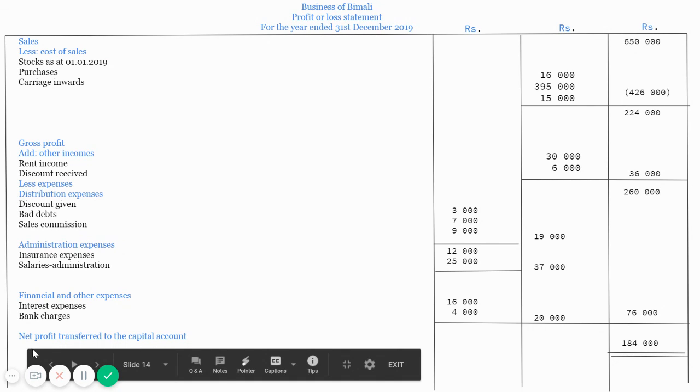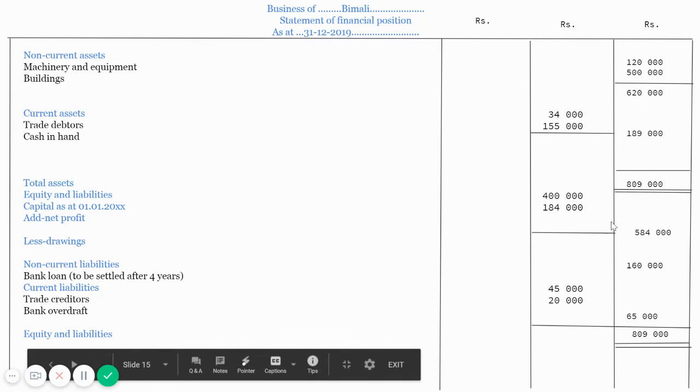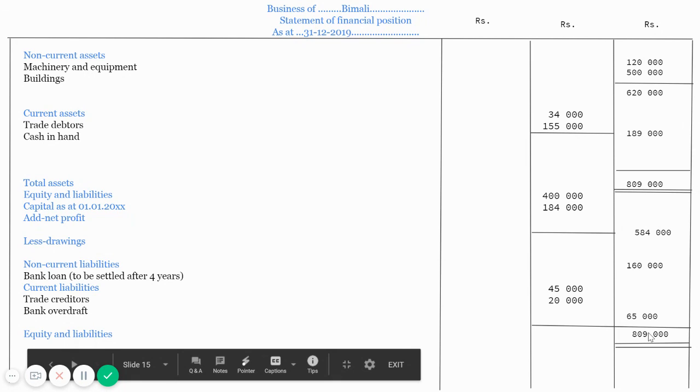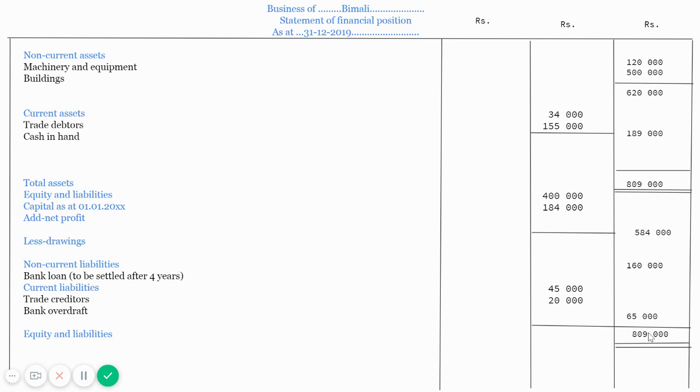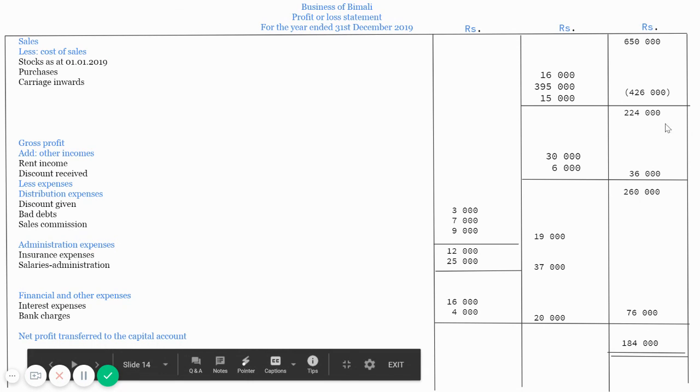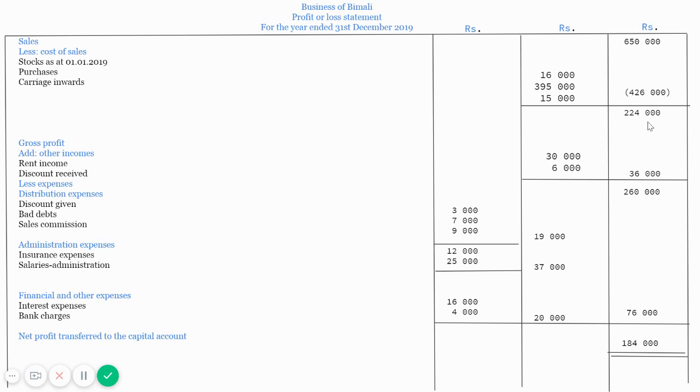And the other point that I have to highlight to you is this: net profit transfer to the capital. Whatever the figure that you are getting here must be transferred, as the wording mentions, into the capital account here. And you have to consider that figure also when you are balancing the financial statement. So start by calculating gross profit, cost of sales, and thereby gross profit.